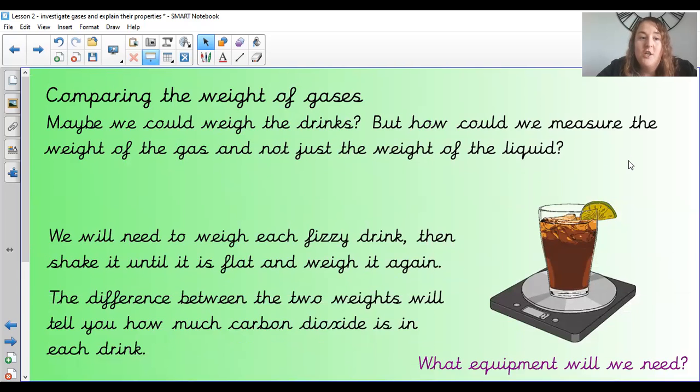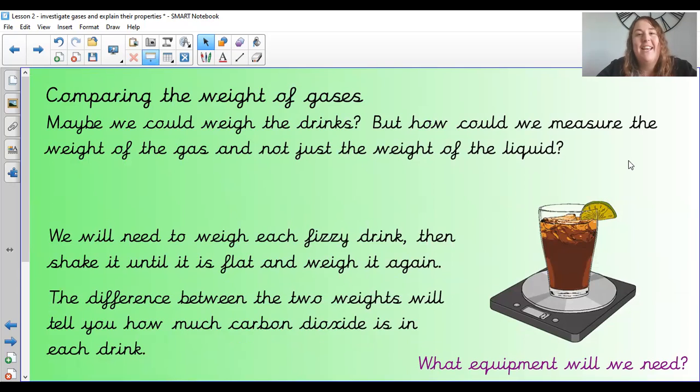And what we'd need to do is we'd need to weigh each fizzy drink and then shake it up until it's flat and weigh it again. And then the difference between the two weights will tell you how much carbon dioxide is in each drink. So if we were to do this experiment, what equipment would we need? And I say we, lots of you are at home, so what will you need?